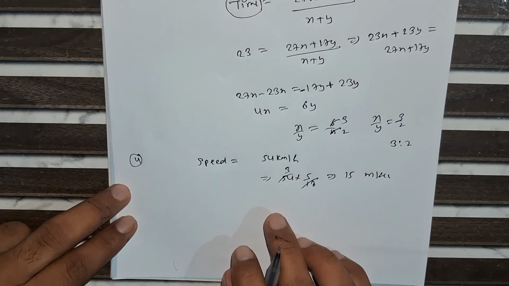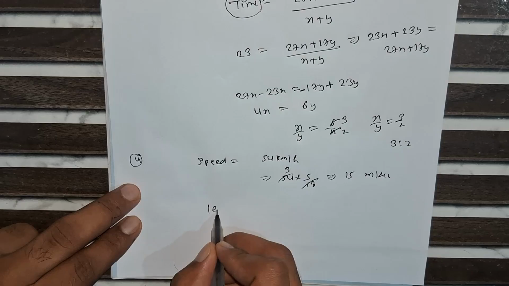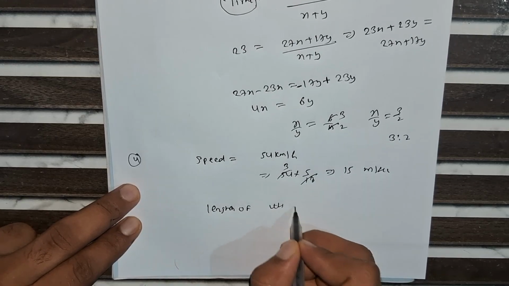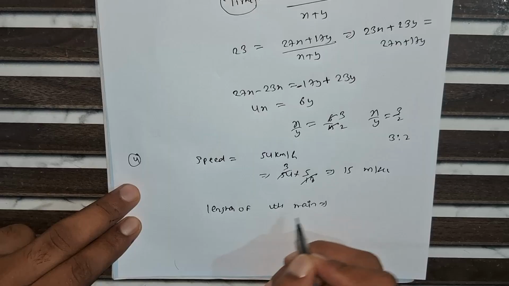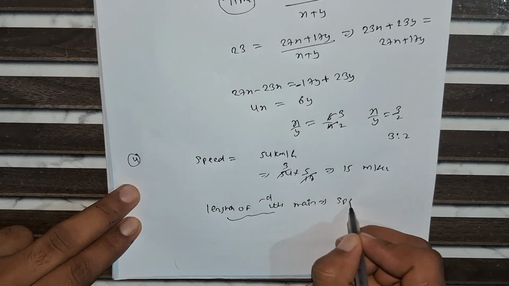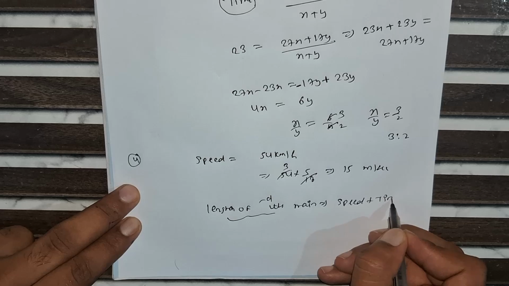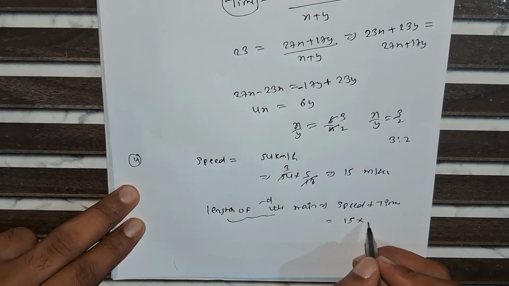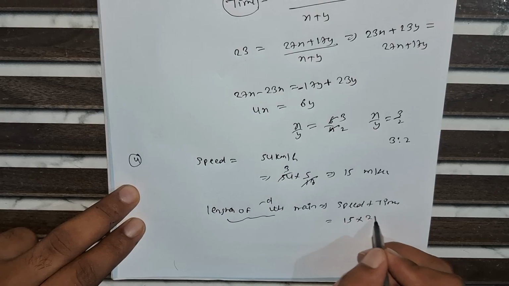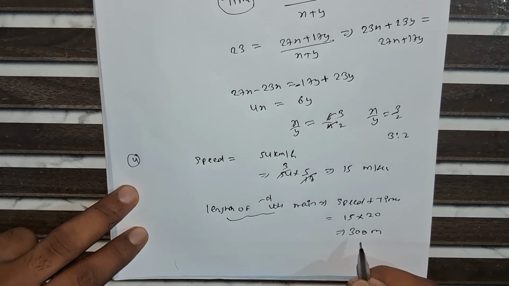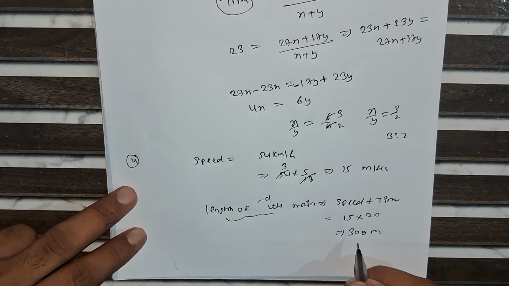So now first we find the length of the train. Length of the train is nothing but the distance. So distance equals speed into time. The speed is 15 into, and the time given in this question is 20 seconds. So this is 300 meter. This is the length of the train. But in this question we have to find the length of the platform. So how can we find it?